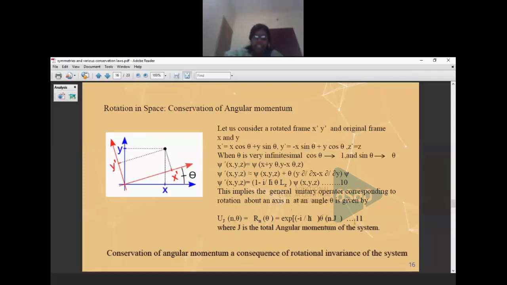Theta dot, and j is the angular momentum of the system. Here we are not doing anything new. We are only reinforcing what we learned earlier: how to write a rotation matrix. Cos theta, sin theta, minus sin theta, cos theta.